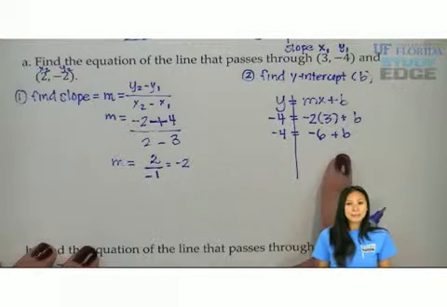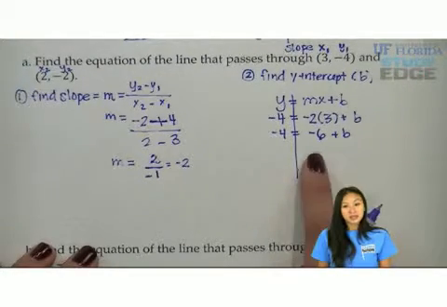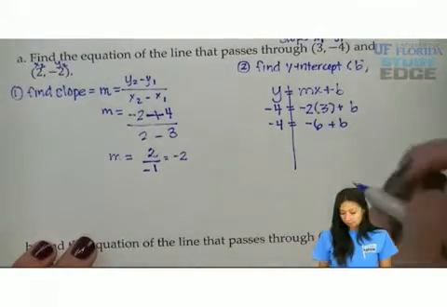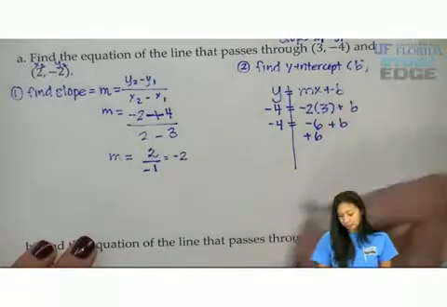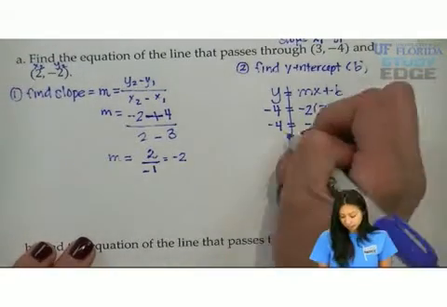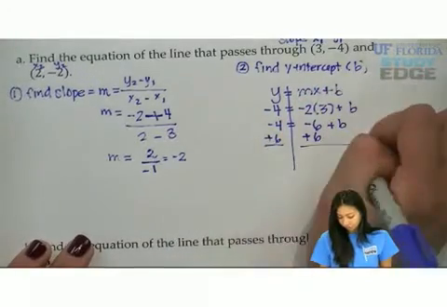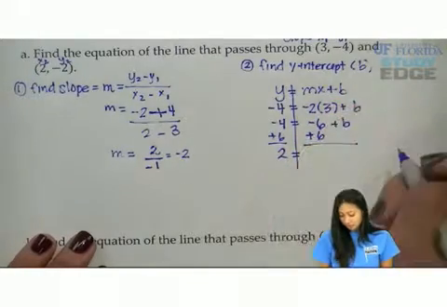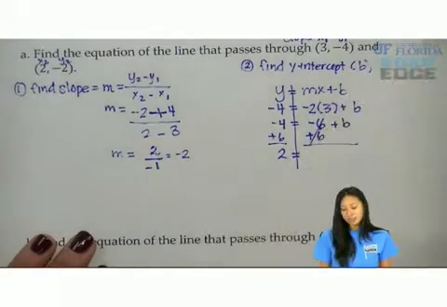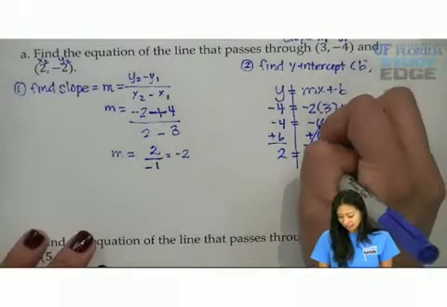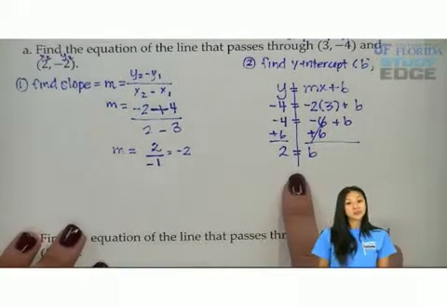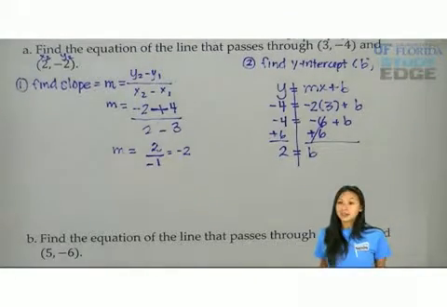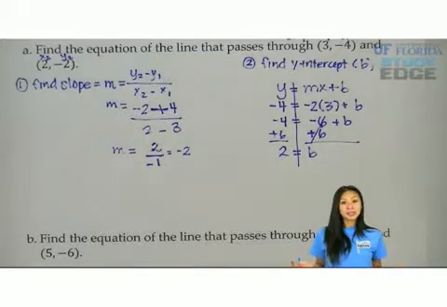I want to get b by itself. What's keeping b from being by itself? That -6. The opposite of -6 is adding 6. I'm going to add 6 on both sides. Whatever I do on one side, I've got to do on the other side. -4 plus 6 is +2. -6 plus 6 cancels out. So all that's left over is b. b is equal to 2. I just found the y-intercept. I just found out that the y-intercept, or b, is 2.